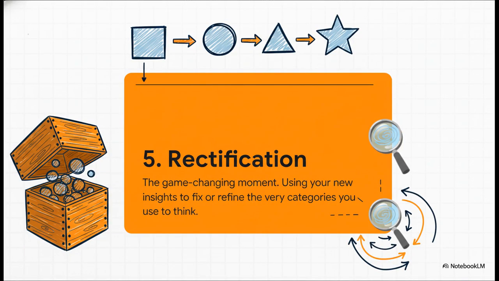And sometimes that aha moment snowballs into something even bigger. And that brings us to step 5, rectification. This is the real game changer. This is when you don't just see the item differently, you actually change the intellectual box you put it in. You're literally fixing or refining the very categories we all use to think about the world.